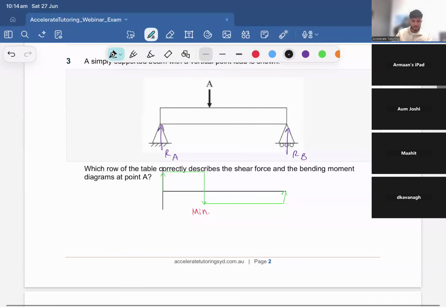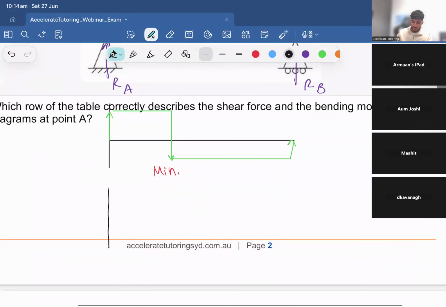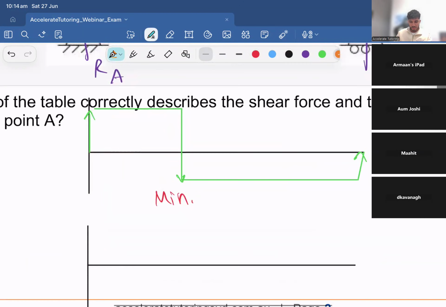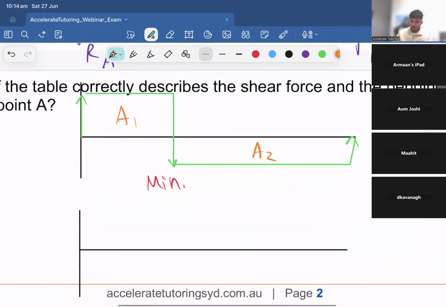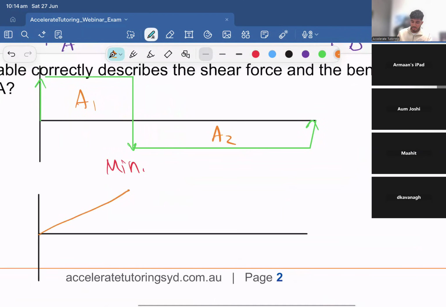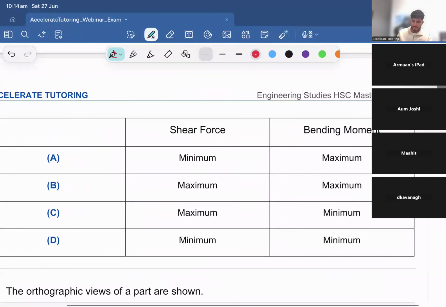Now, for bending moment, same sort of thing. Go down, go across, draw your diagram really quickly. Bending moment, if anyone doesn't know, it's simply calculate the area of this square. So let's just call this area 1, area 2. And then we will literally go up by area 1, and then area 2 should just be the same magnitude, but just negative, and then we finish at 0 again. So at point A, this is now the maximum bending moment. So then we go down to our table, min max, so it's just option A.